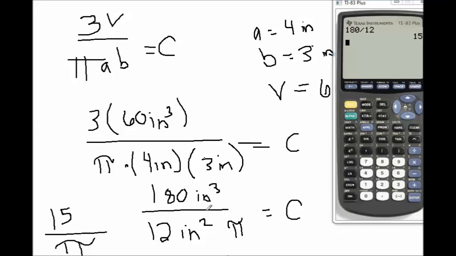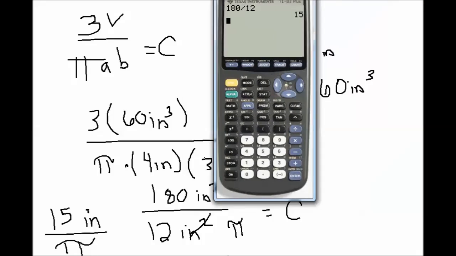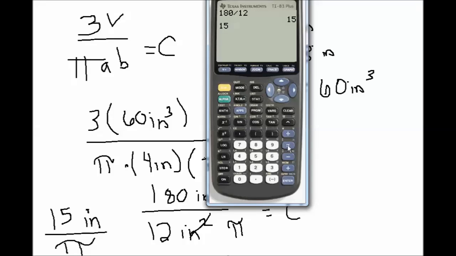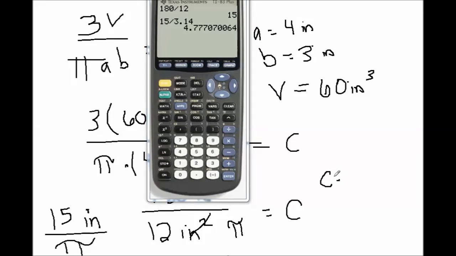So what do we do about the inches? So we have cubed inches on the top and squared inches on the bottom. This sort of cancels out to leave some inches on the top. So we have 15 inches divided by pi. That's equal to c. And if that's not good enough, we'll just actually do the equation. 15 divided by pi. That should be on the calculator somewhere, but I'm just going to say 3.14 to get 4.77. C is equal to 4.78 if we're rounding inches.